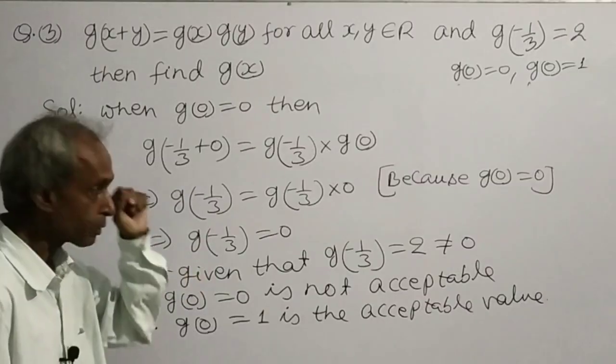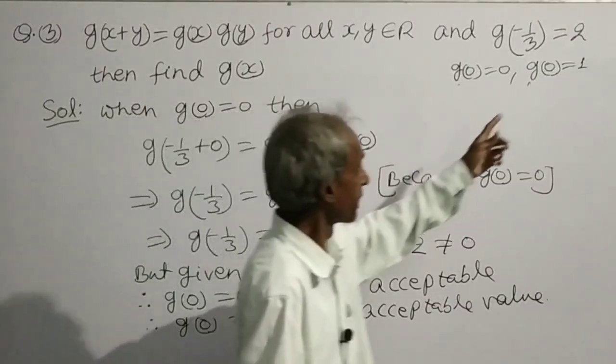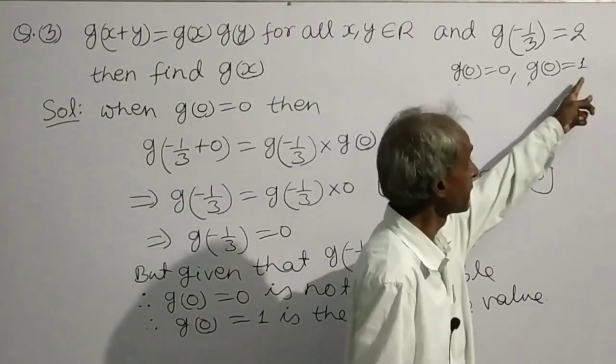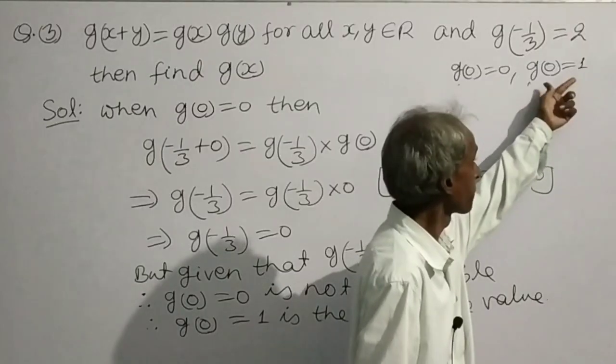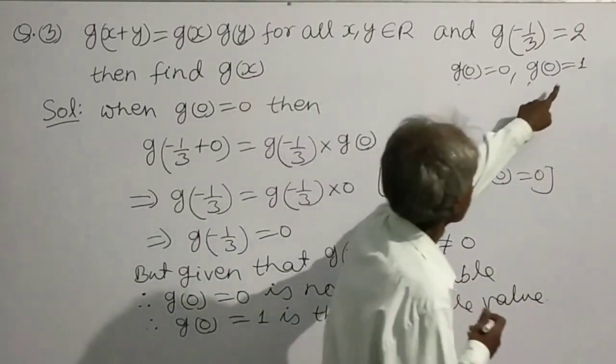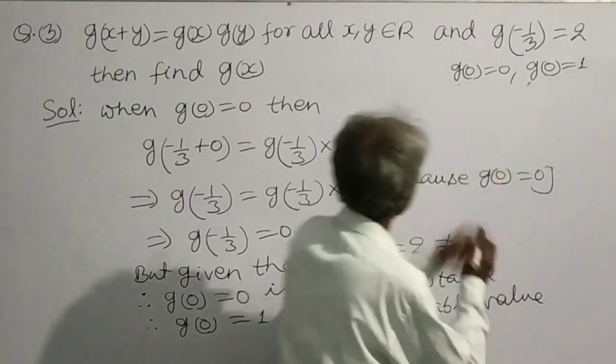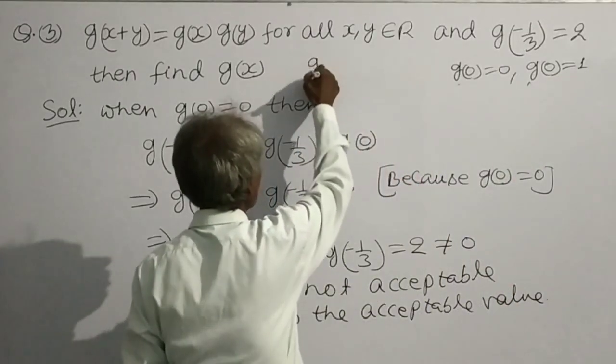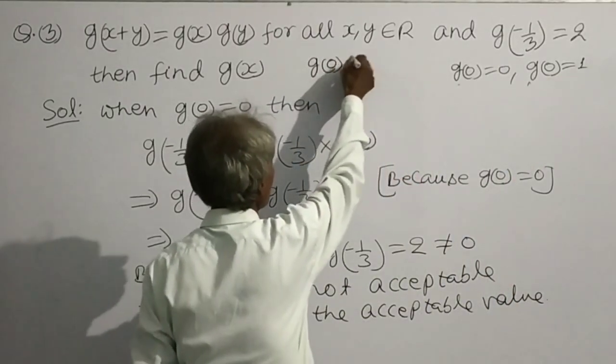Then there is only one possibility, that g(0) is equal to 1. Therefore this is the acceptable value. We write this value of g(0). g(0) is equal to 1.